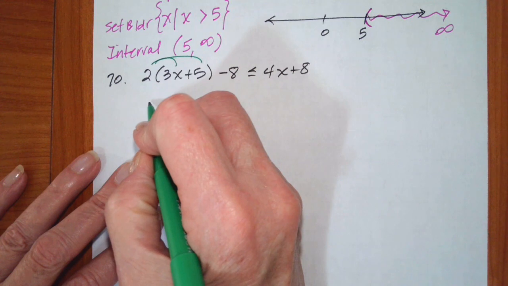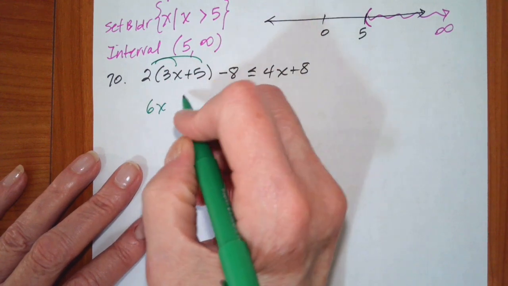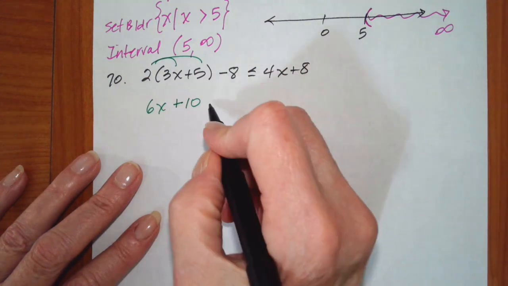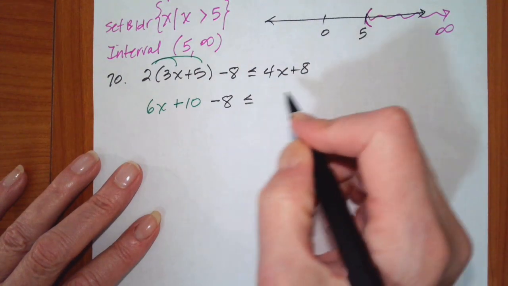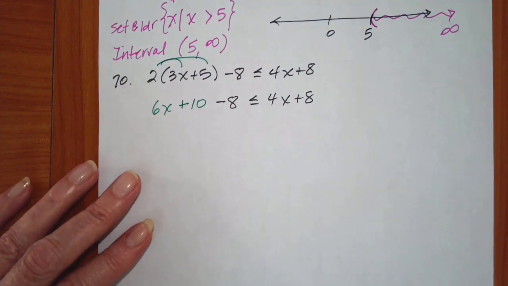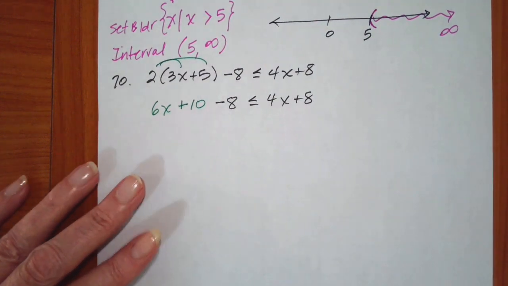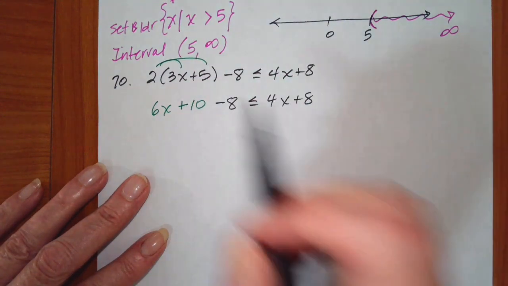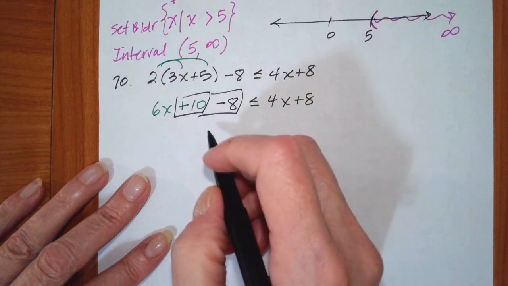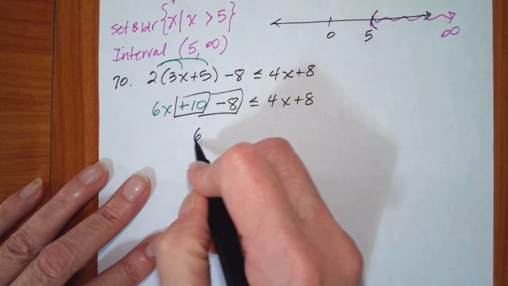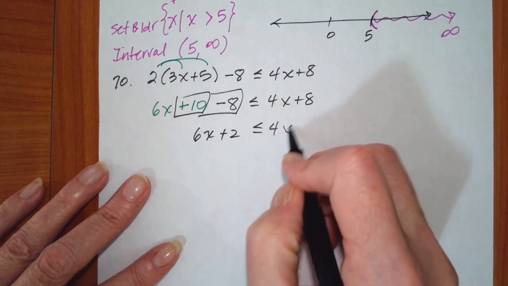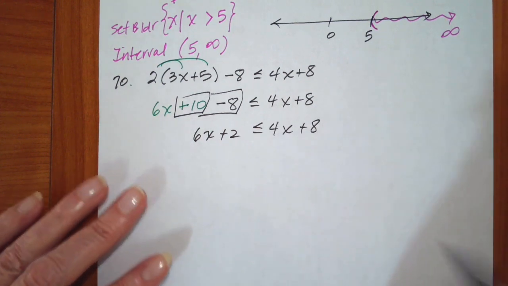2 times 3x gives me 6x. 2 times 5 gives me 10. Minus 8 is less than or equal to 4x plus 8. In this step, I'm going to combine my like terms. So I have 6x plus 2 is less than or equal to 4x plus 8.